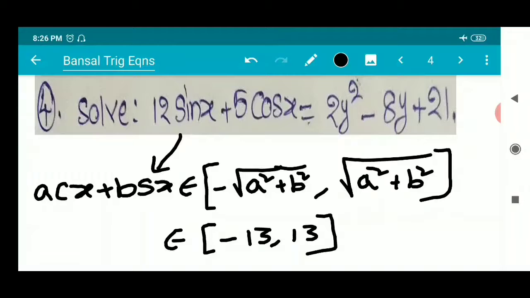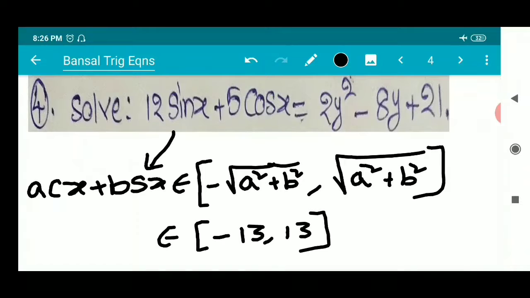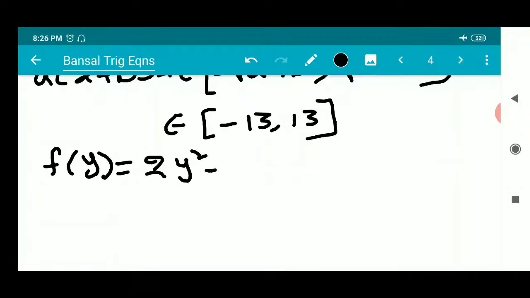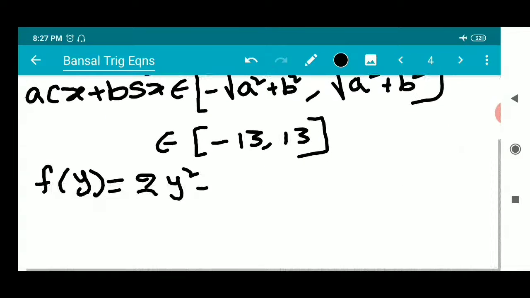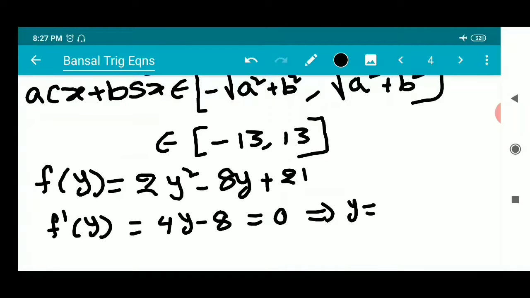Now check the RHS part. A quadratic equation is given. A quadratic equation can have a maximum or a minimum. See, the y square coefficient is positive, so it will have a minimum value. So I am using f of y equals 2y square minus 8y plus 21. What is f dash of y? It is 4y minus 8. So we have to find critical points, that implies y equals 2.